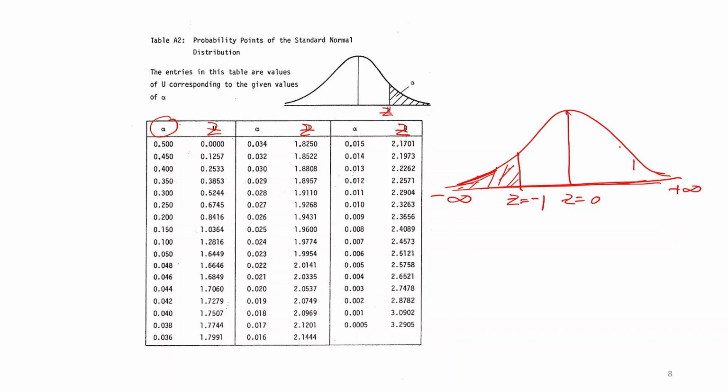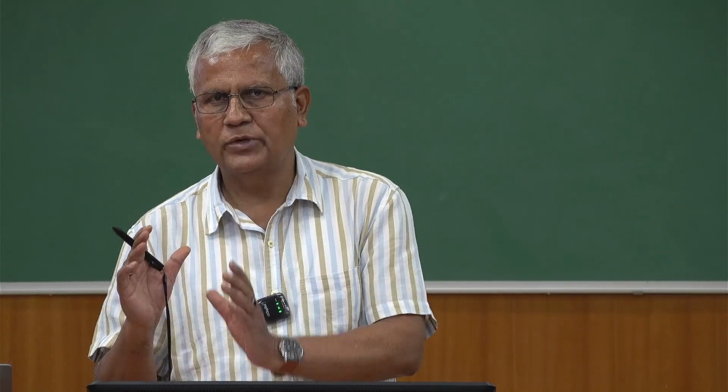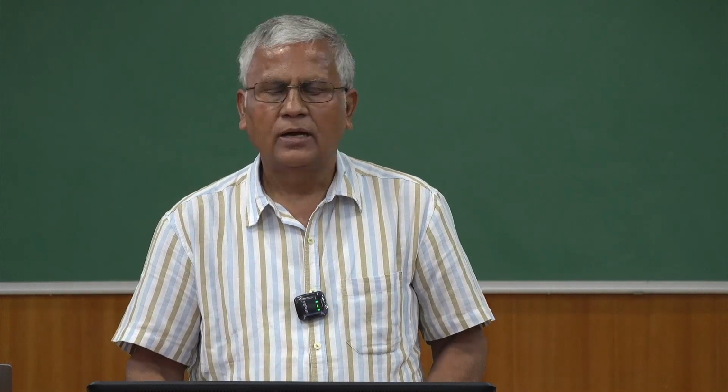Here it may be Z equal to 1. In some books you may find that they are giving the areas starting from minus infinity to a particular value of Z. That type of table could also be there in some books. Or the other table, as I have already discussed, this kind of table also could be there.